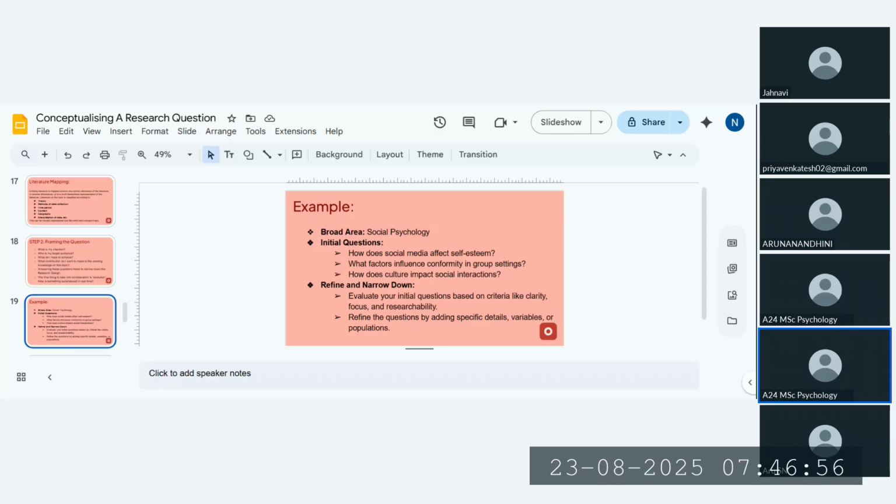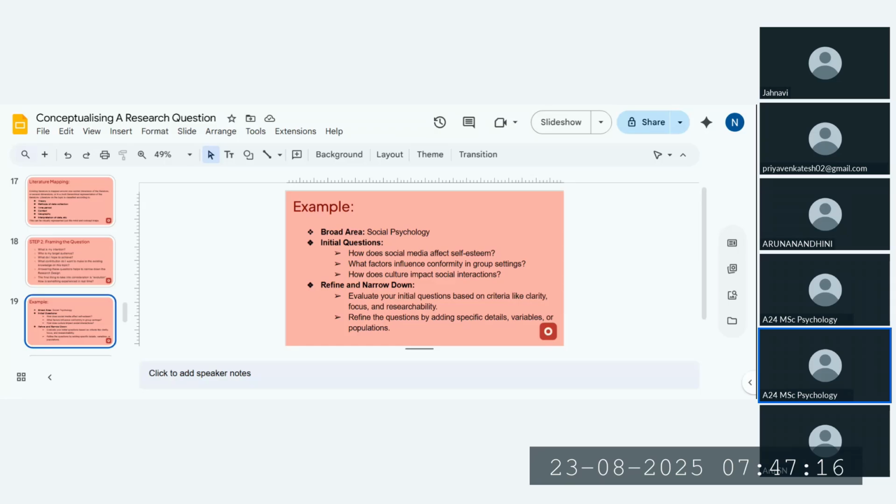Suppose my broad area of interest is social psychology. My initial question is, how does social media affect self-esteem? What factors influence conformity in group settings? Or how does culture impact social interactions? So these may be my initial curiosity. Then I refine and narrow down.